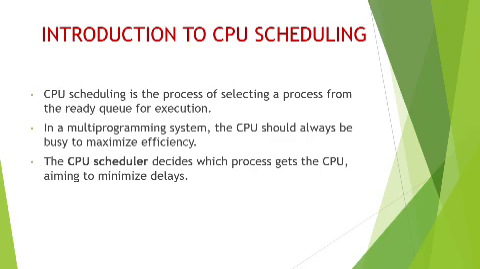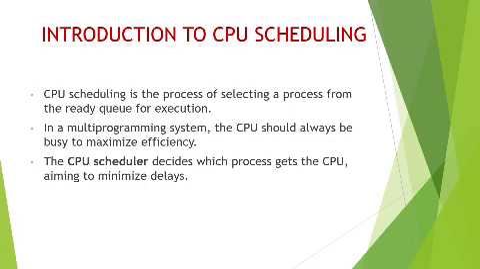So first, introduction to CPU scheduling. What is CPU scheduling? It is nothing but the process of selecting a process from the ready queue for execution. The CPU continuously assigns multiple jobs for execution so that it will not go to the idle state. Making the CPU continuously assigned jobs keeps the CPU busy and increases the efficiency.